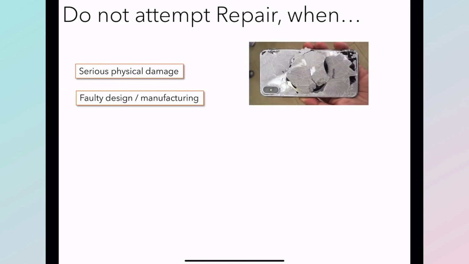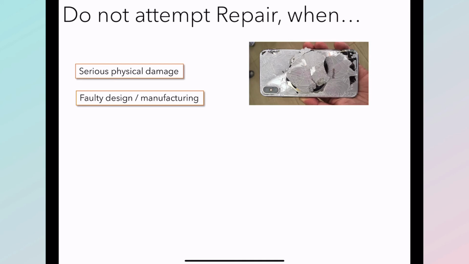But there are some situations when we should decide not to go for repairing, we should just go for replacement. These include serious physical damage to the equipment. For example, if it has been broken and cannot be fixed, like the glass on the phone, it cannot be repaired, it needs to be replaced, okay. This type of damage cannot be repaired.